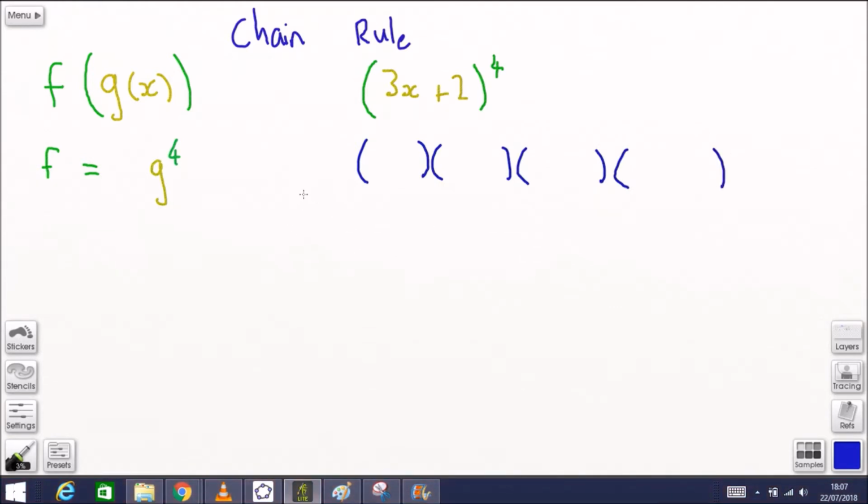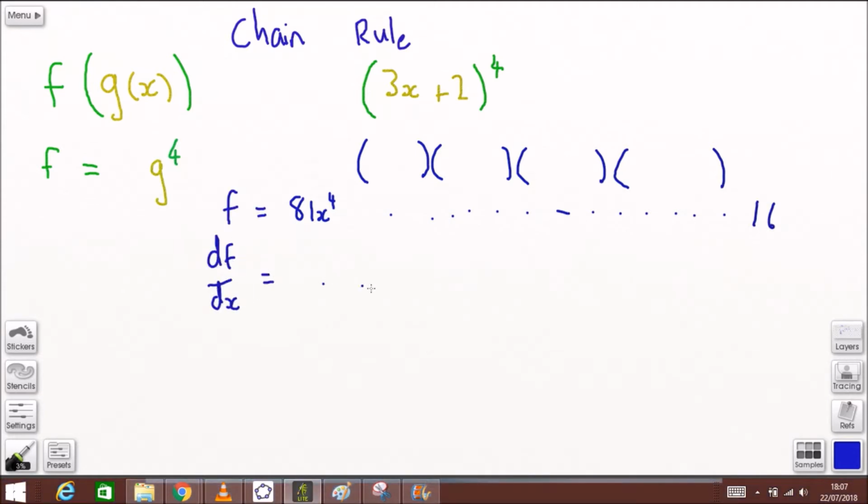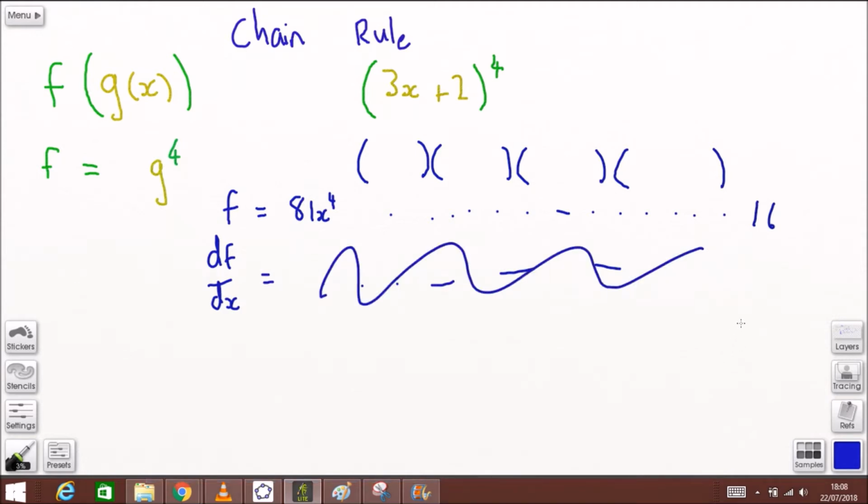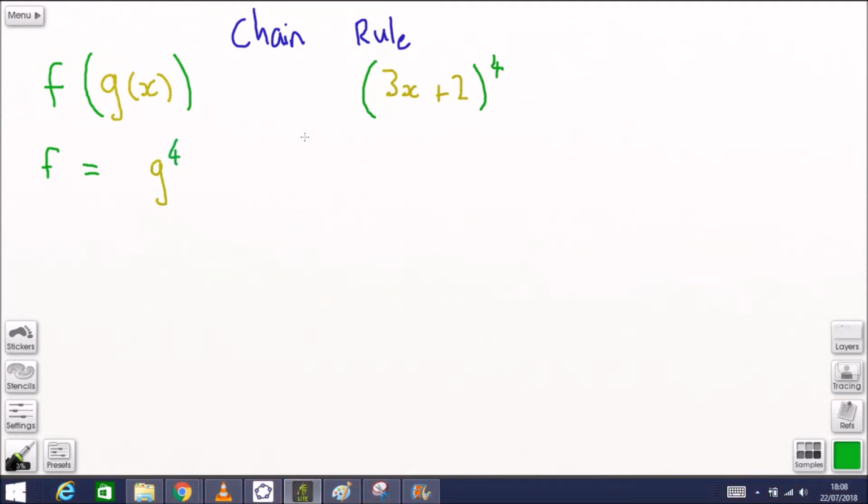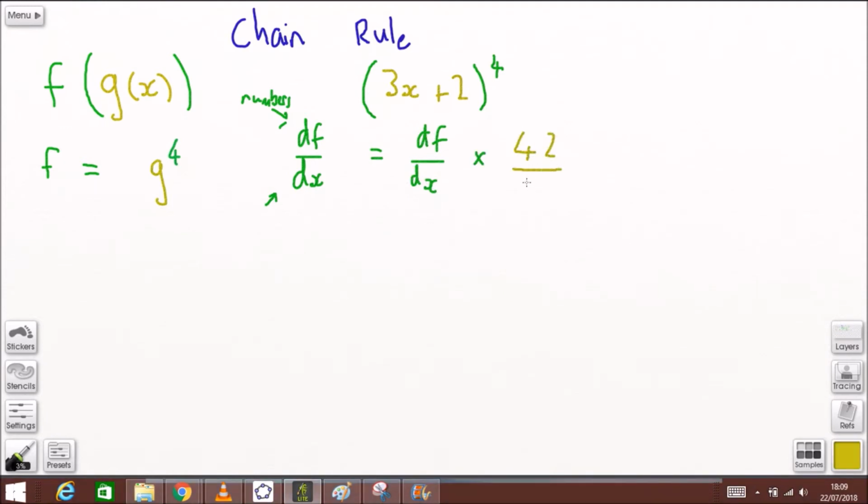We could expand it all by writing all the brackets out, and you get something huge, and then you could say, well, that's your function f of x. Now just differentiate with respect to x, and it would just take forever. We don't want to do that. So what we could do is say, here's our df dx. Remember, these are just numbers. So I could write that as df dx times the number 1, which could be written as some meaningful numbers like 42 divided by 42, that's just 1.